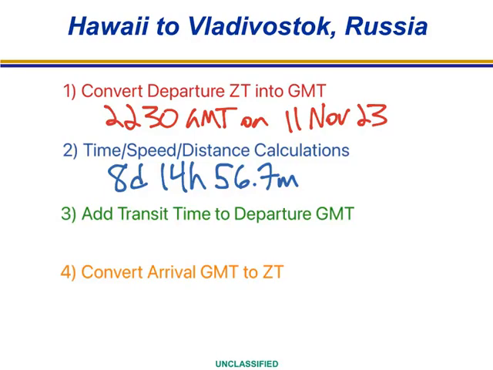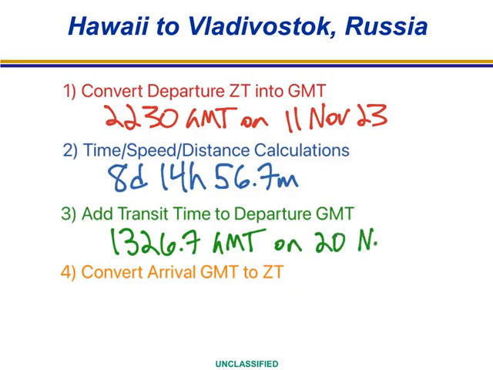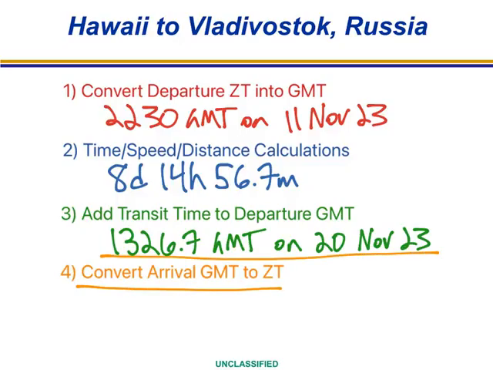And there it is. We determined that we will arrive at 13:26.7 GMT on 20 November 2023. That's when we'll arrive in Vladivostok in GMT. In our next and last video, we'll be taking that arrival time in GMT and we're going to convert it to zone time by figuring out the zone description that Vladivostok keeps and then applying it.